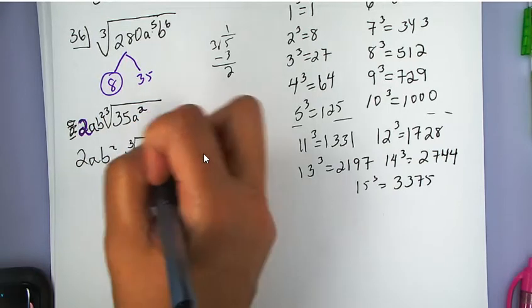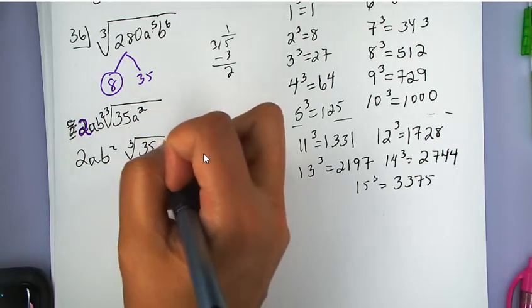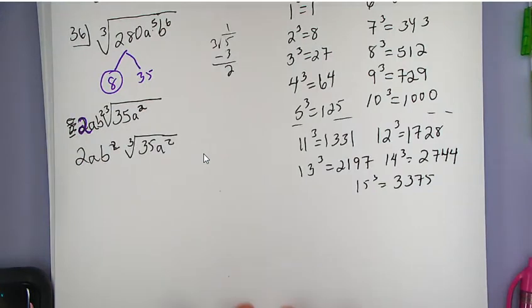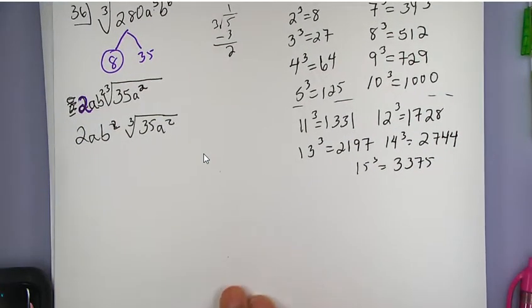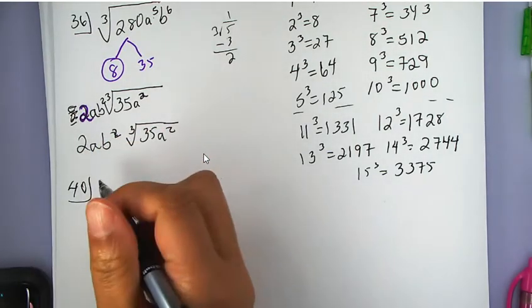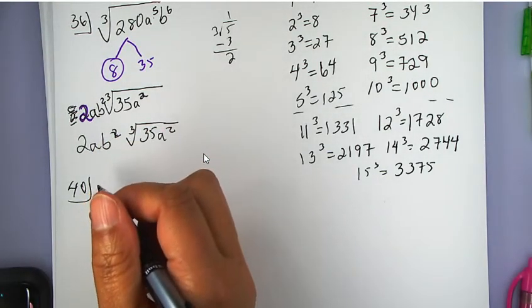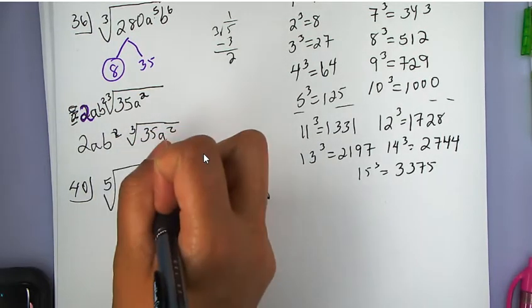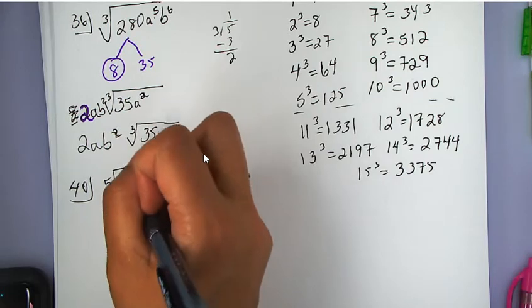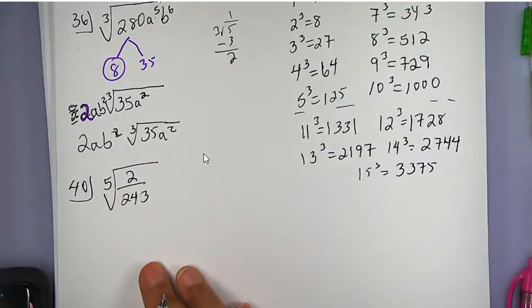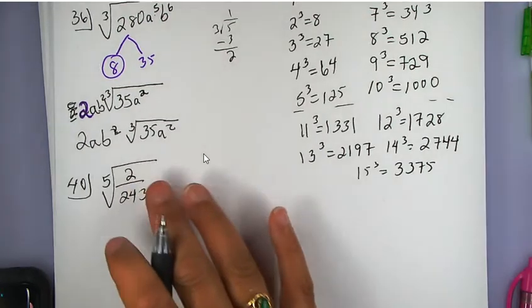Remember, we wrote the quotient rule earlier and said that if I have the square root of a over the square root of b, it is equal to the radical of a over b. The same way here, with the 5th root, it's just any root. I should have put an n there for all indexes, but any radical works that way. So this really just becomes the 5th root of 2 over the 5th root of 243.